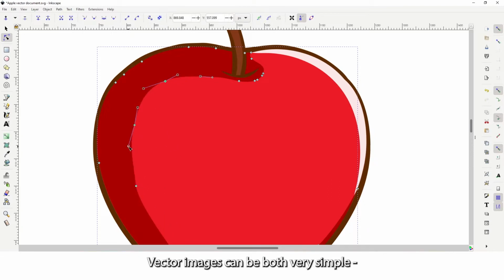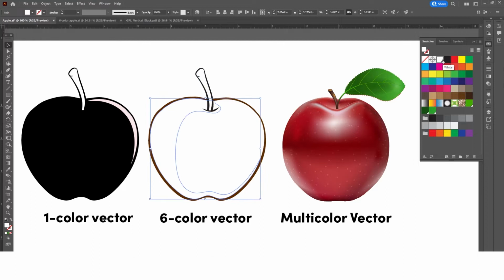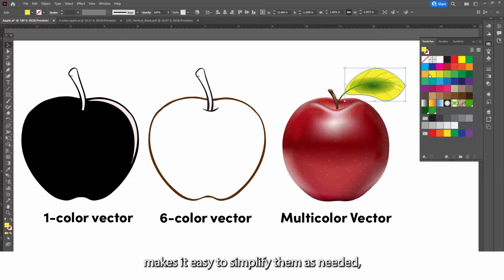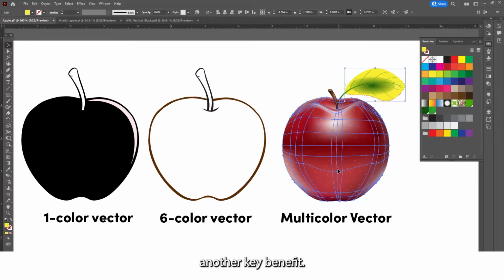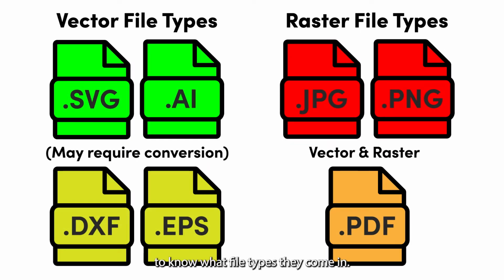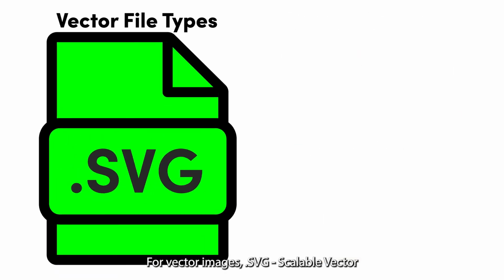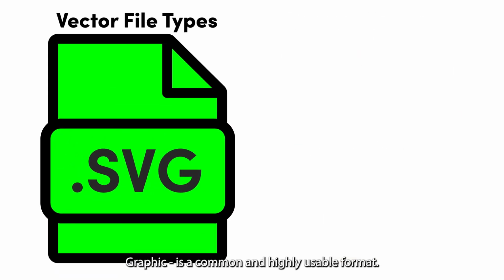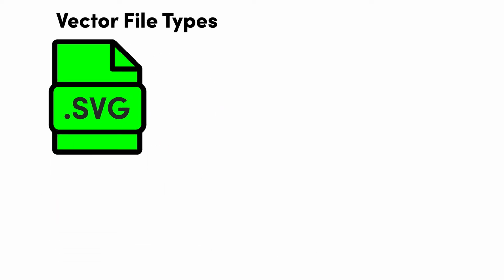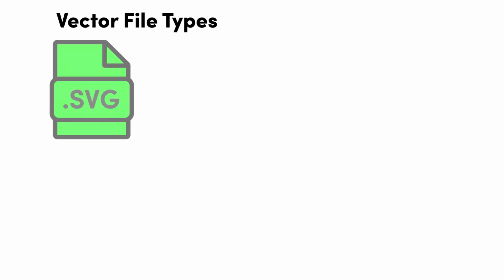Vector images can be both very simple, icons are made from them, or quite complex. In a complex shape, their editability makes it easy to simplify them as needed, another key benefit. If you want to find vector or raster images, it's important to know what file types they come in. For vector images, .svg, scalable vector graphic, is a common and highly usable format. Inkscape saves projects as SVGs. This is the recommended file type to look for.